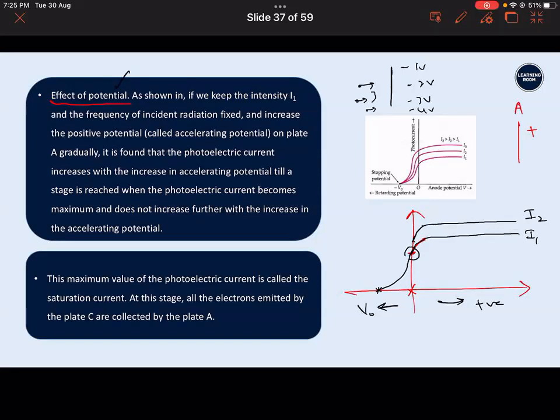But one point if you observe, however much you increase the intensity, you can increase the saturation current, but the stopping potential is the same. Is that clear? Questions will be based on this: whether the stopping potential will change or not with intensity. As intensity increases, the photoelectric current will increase because the number of electrons per second is increasing.